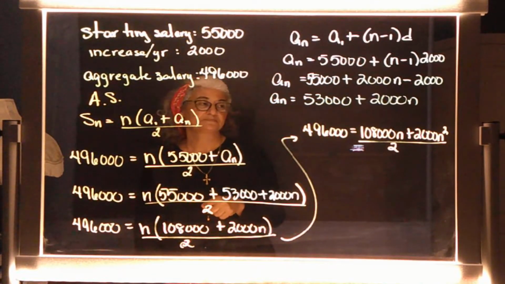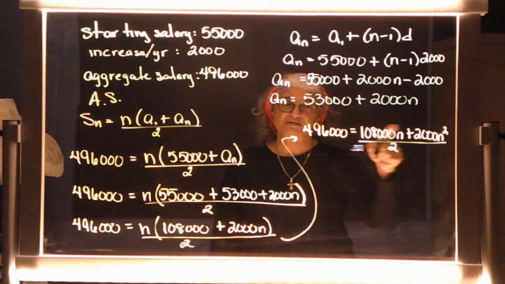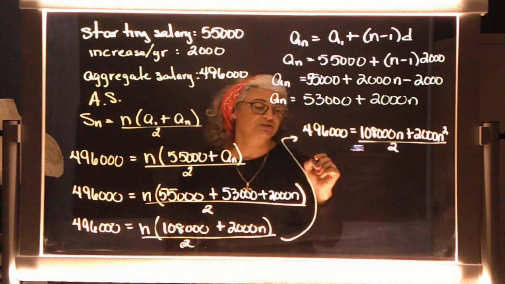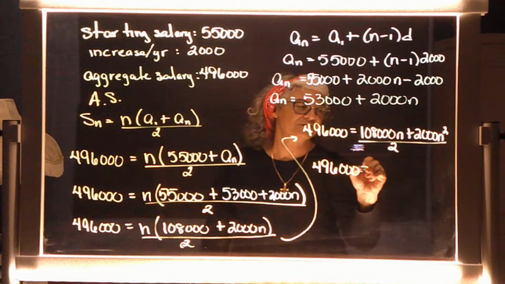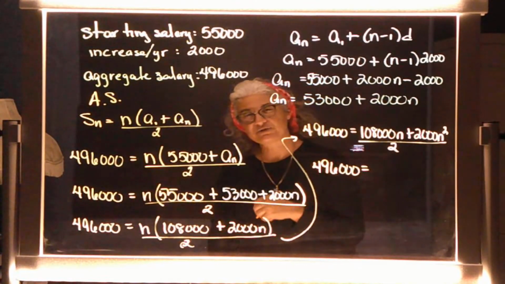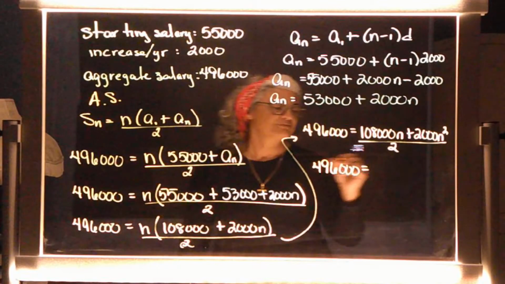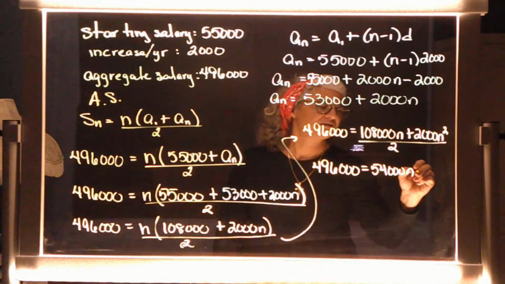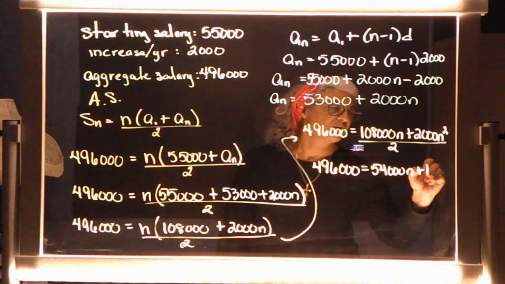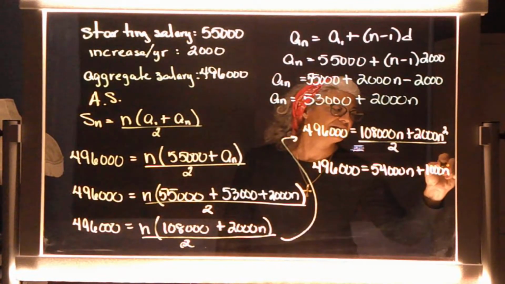right? Gratefully, both these numbers are even, so they'll divide by 2, won't they? So I end up with 496,000 equals, what's 108,000 divided by 2? Good. 54,000 n plus 1,000 n squared.